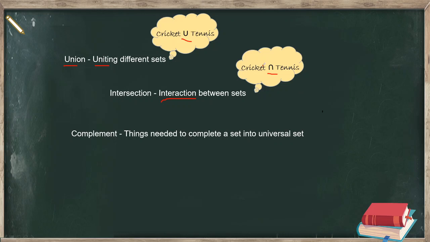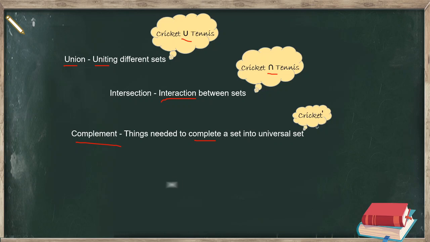Complement. Things needed to complete a set into a universal set. Complement comes from the word complete. Now, this is the symbol. I told you we'll represent it by a complement symbol. Complement means people who do not play cricket. For example, if I say cricket complement, that means people who do not play cricket. Everything that is not there in that set is called the complement of that set.